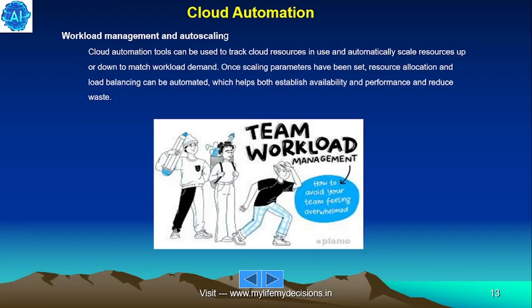Workload management and auto scaling. Cloud automation tools can be used to track cloud resources in use and automatically scale resources up or down to match workload demand. Once scaling parameters have been set, resource allocation and load balancing can be automated, which helps both establish availability and performance and reduce waste.